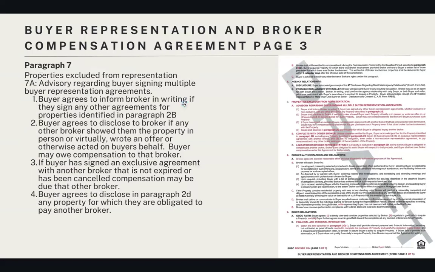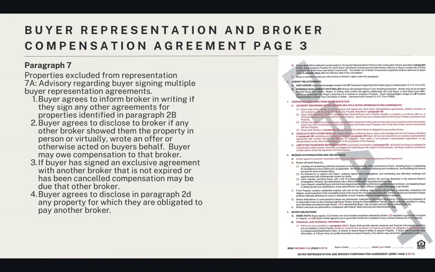Paragraph 7, properties excluded from representation. 7A is an advisory regarding the buyer signing multiple buyer representation agreements. So it's telling the buyer, hey, don't do that. You could be obligating yourself. The buyer agrees to inform the broker in writing if they sign any other agreements for properties identified in paragraph 2B. So it's putting the onus on the buyer, helping them understand that they need to notify this broker.